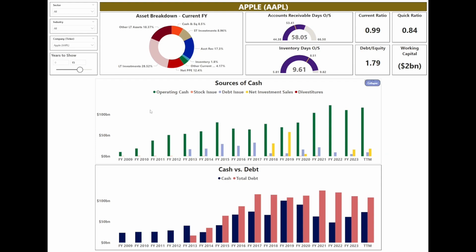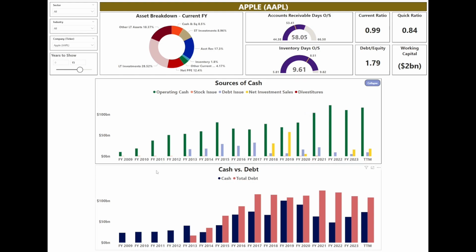Cash comes from a number of sources. There's operating cash, stock issuance, debt issuance, net investment sales, which could be the short-term investments I showed you or the long-term investments they have on the balance sheet, and divestitures, which is typically getting rid of businesses that they might own. So we're looking here at Apple, and what I'm looking for is what is the dominant source of that cash? You can see Apple here, a lot of green bars, which means their dominant source of cash is operating cash. In fact, on a trailing 12 basis, they collected $116 billion in operating cash alone.